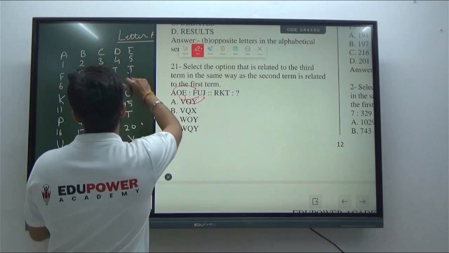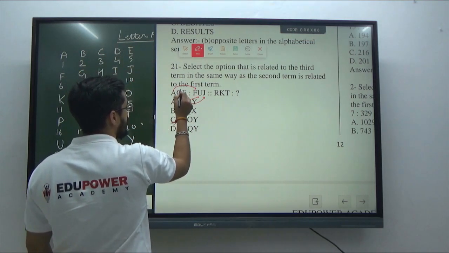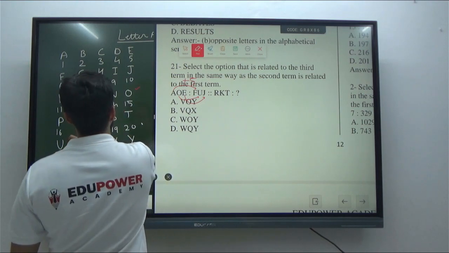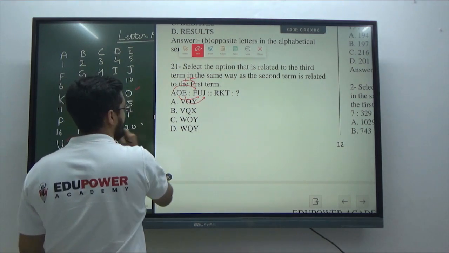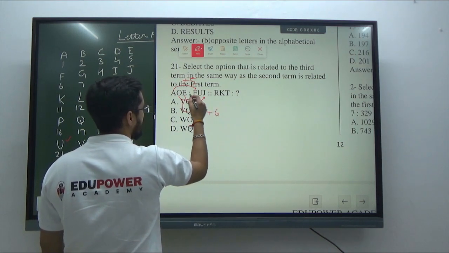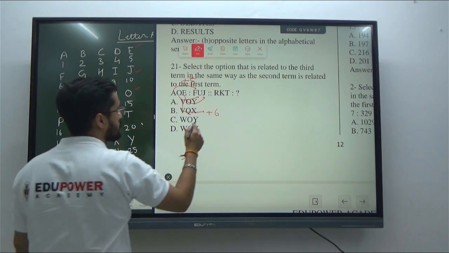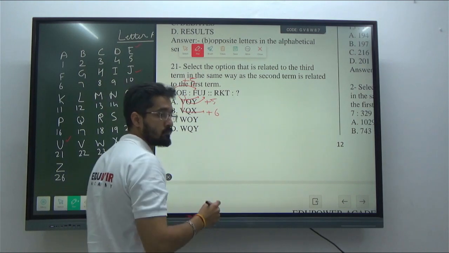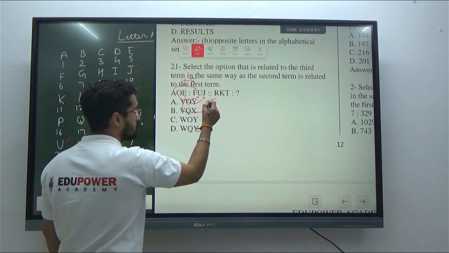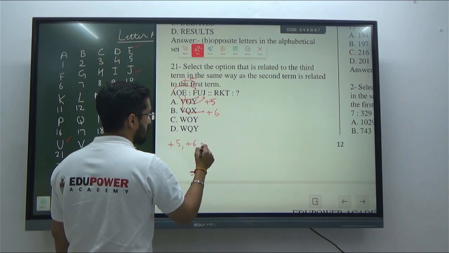So A to F means 1 2 3 4 5. A to F means plus 5. O to U means 1 2 3 4 5 6, plus 6. And E to J means 1 2 3 4 5, again plus 5. So the approach here is plus 5, plus 6, plus 5.